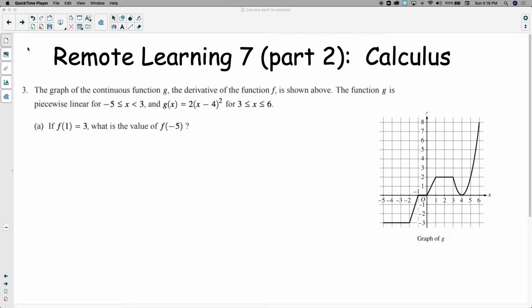Okay, I'm going to get rolling here on the second part of Remote Learning 7, and we're going to do a few more of the AP Calculus questions. These questions are from the non-calculator section, which generally means that they're a little more theoretical and they expect you to do all the computations by hand. But then, of course, on this version, you'll be able to use the calculator.